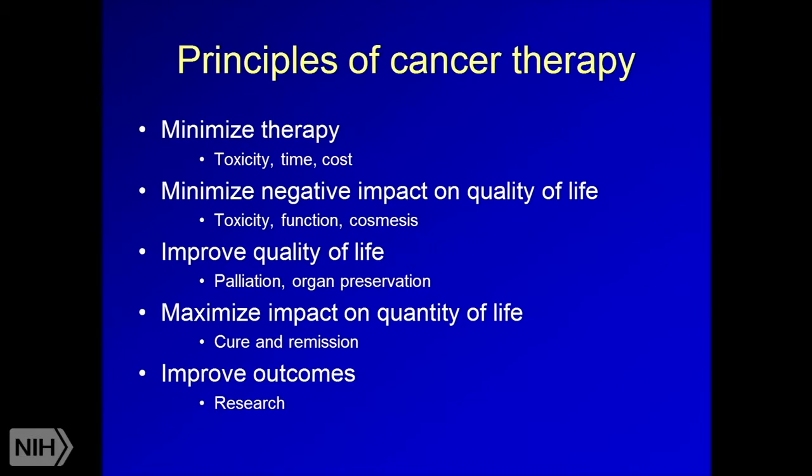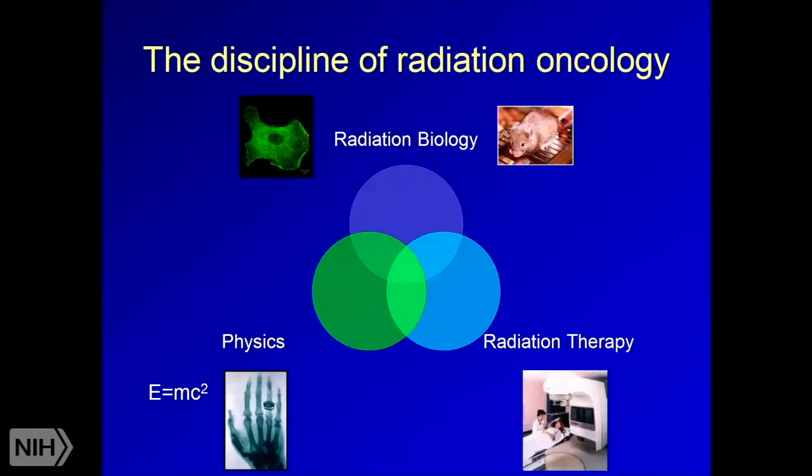We're also trying to improve the impact on quantity of life, so again, looking at cures and remissions. And then ultimately, all of our research tends to focus on improving outcomes, whether it's actually cancer cure outcomes or, again, improving some of these other parameters that I just mentioned. The discipline of radiation oncology, we generally think of as three different disciplines, which all kind of intersect: radiation biology, radiation physics, as well as therapeutic radiation.